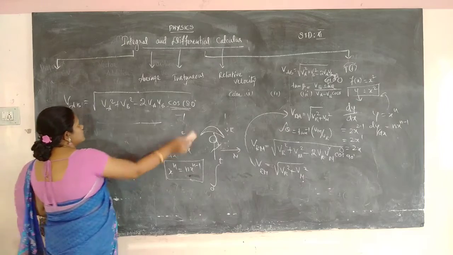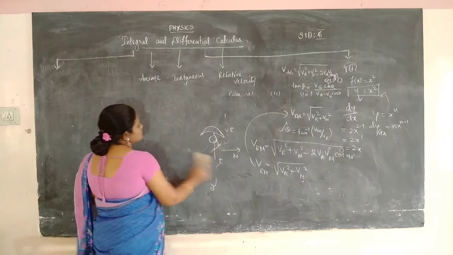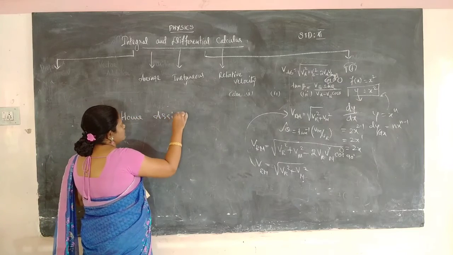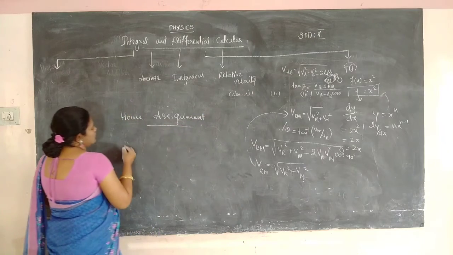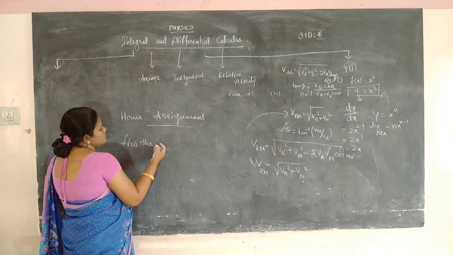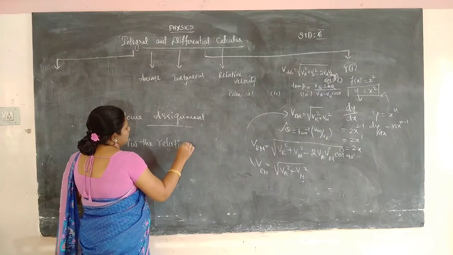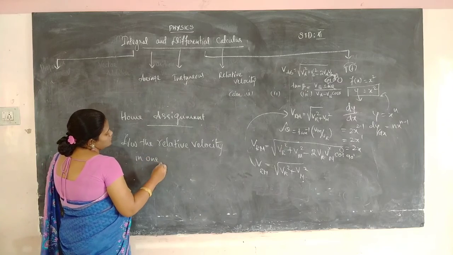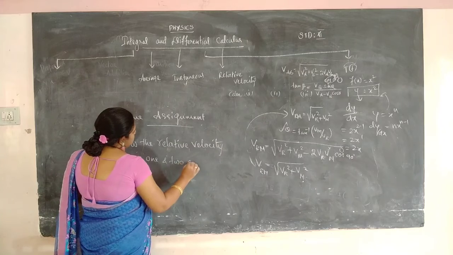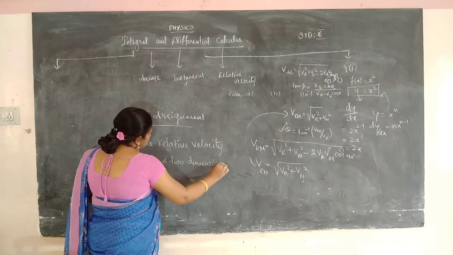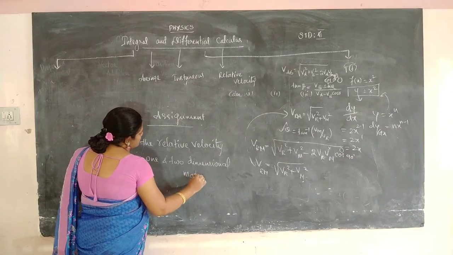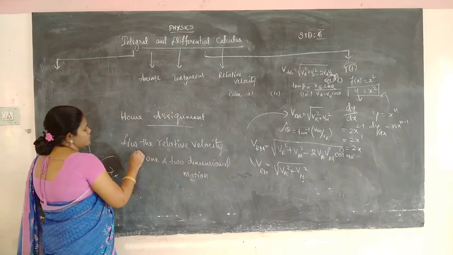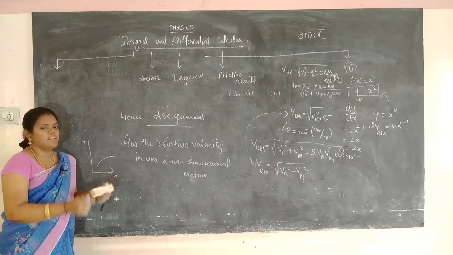Today's home assignment is for today's session: learn and write the relative velocity in one and two dimensions. One and two dimension motion means a thing moving on the xy axis. The relative velocity we calculated was on the xy axis. If a thing moves on the xy axis, that is one and two dimension motion. So learn and write relative velocity in one and two dimension motion.